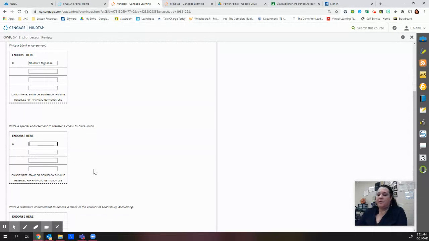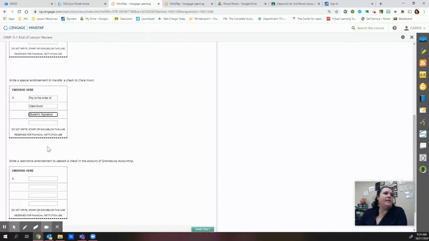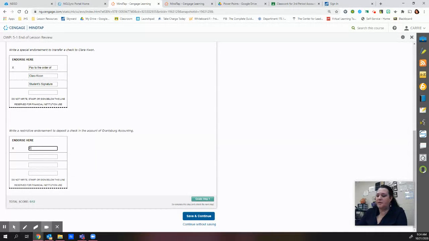Special deposit only would be for deposit only. Okay, hold on just a second. Okay, this one, sorry, this should be paid to the order of, and then student's signature. And then this one is going to be for deposit only.